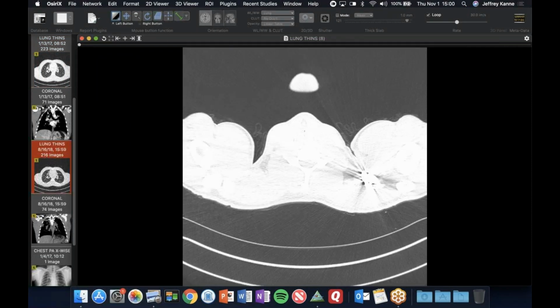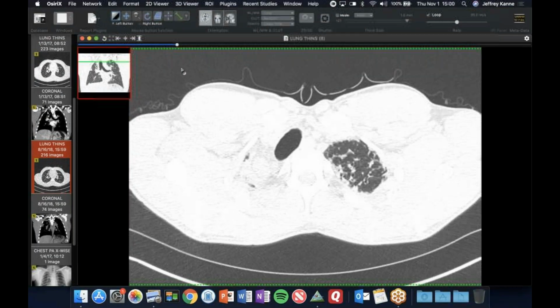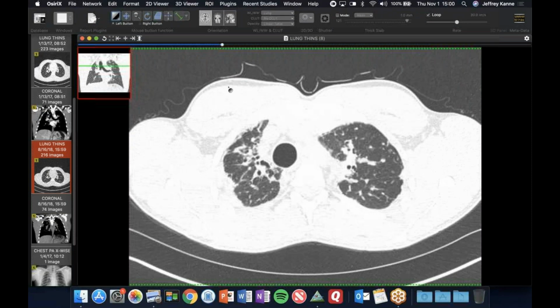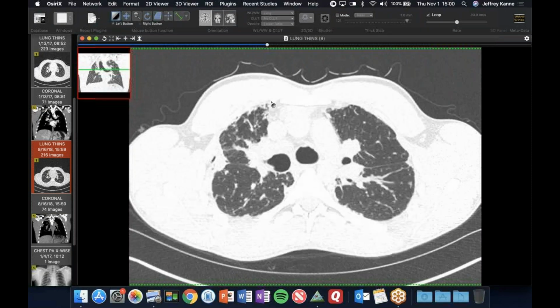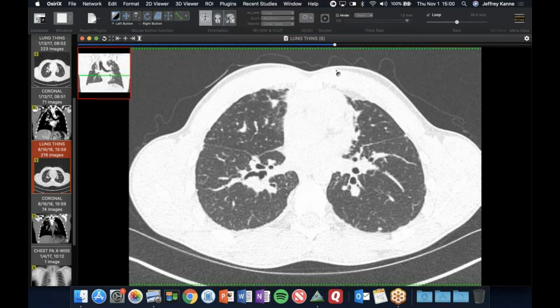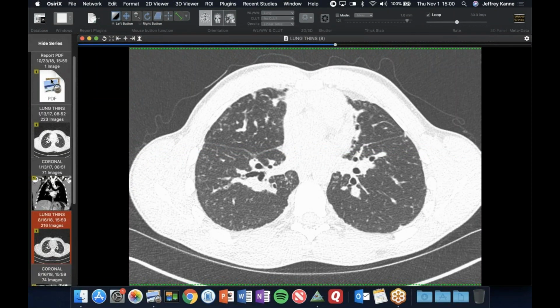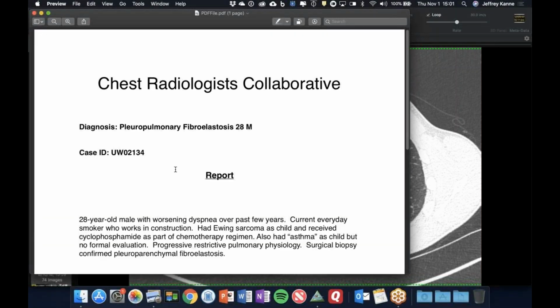Now, here we see him about 18 months later, and you can see it's gotten quite worse. He's developing more fibrosis up there. And at this point, he's already had a surgical biopsy, and the biopsy was very typical of pleuroparenchymal fibroelastosis. So, his only risk factor is smoking.